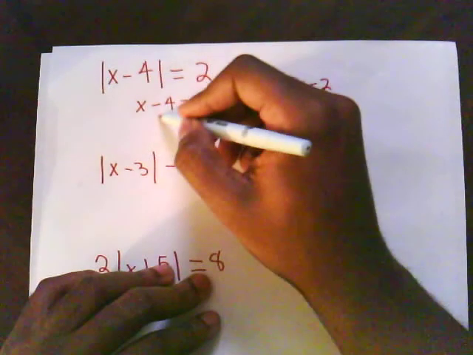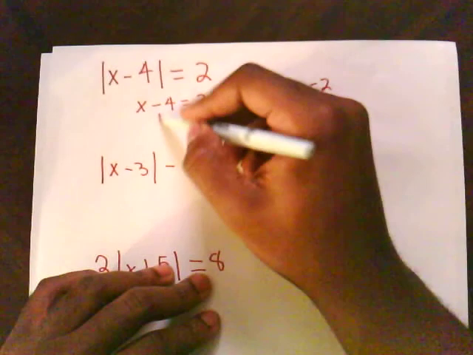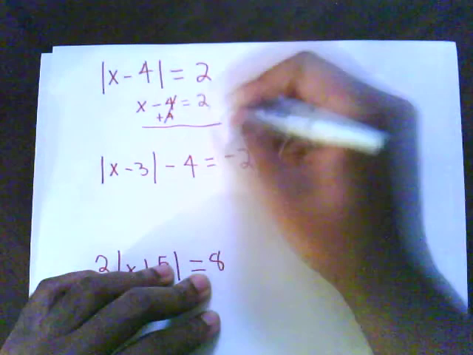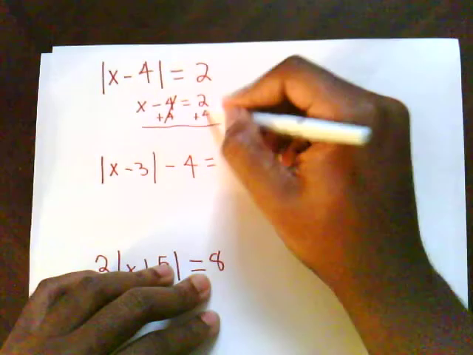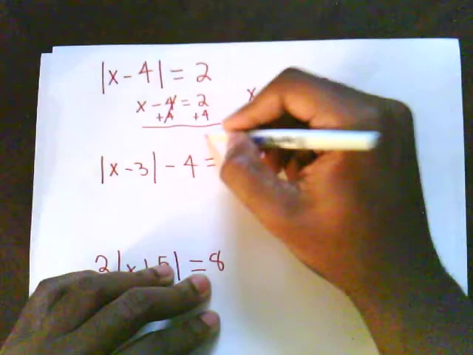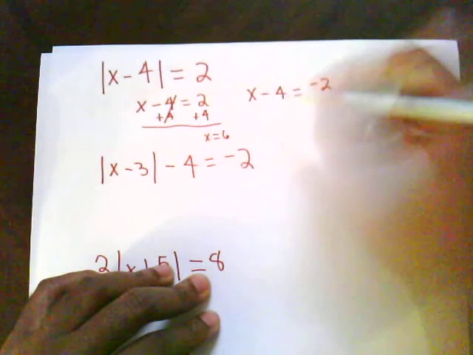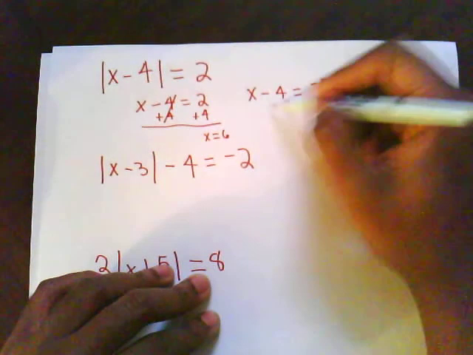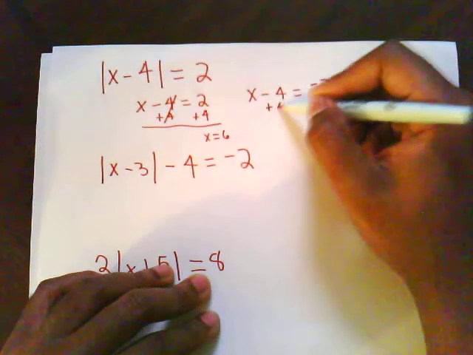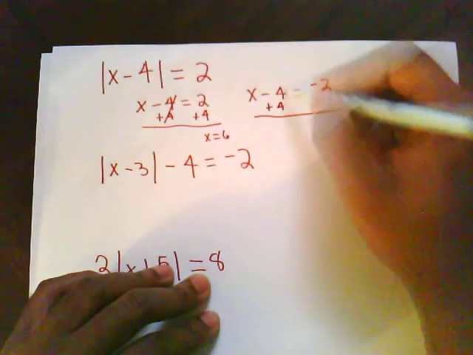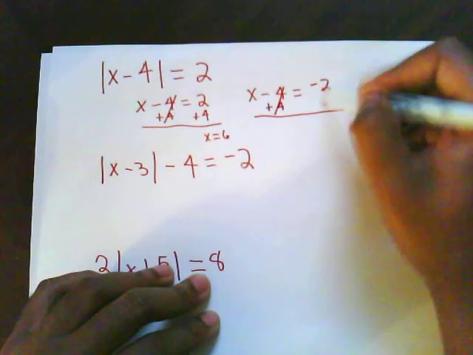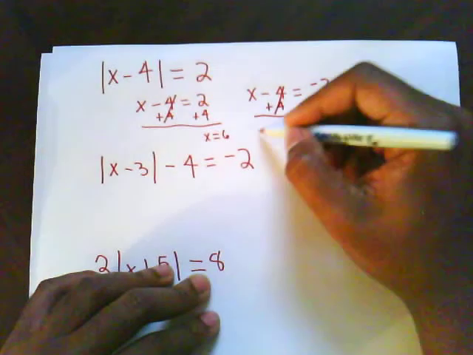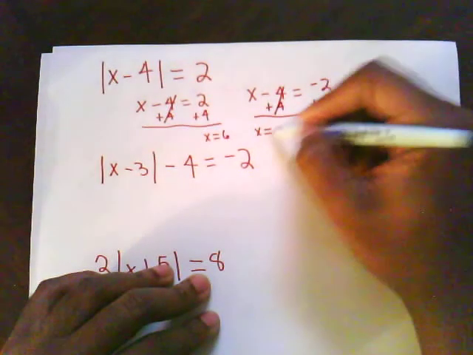Over here we do the inverse operation. The opposite of minus 4 is plus 4. 2 plus 4 equals 6. So x equals 6. And then we come over here. The opposite of minus 4 again is plus 4. Only difference now is negative 2 plus 4, which equals 2. So x equals 6 and x equals 2.